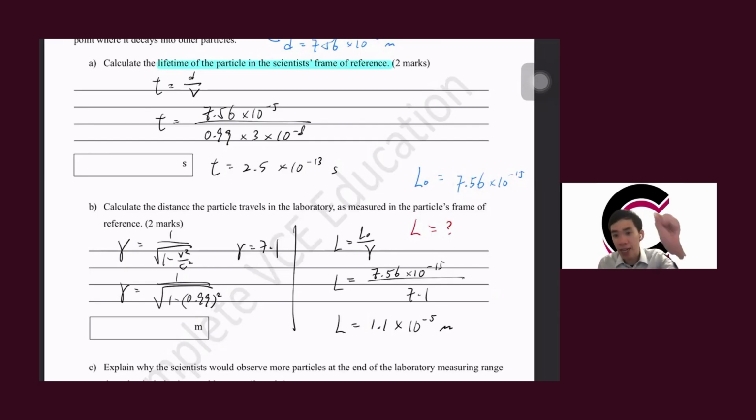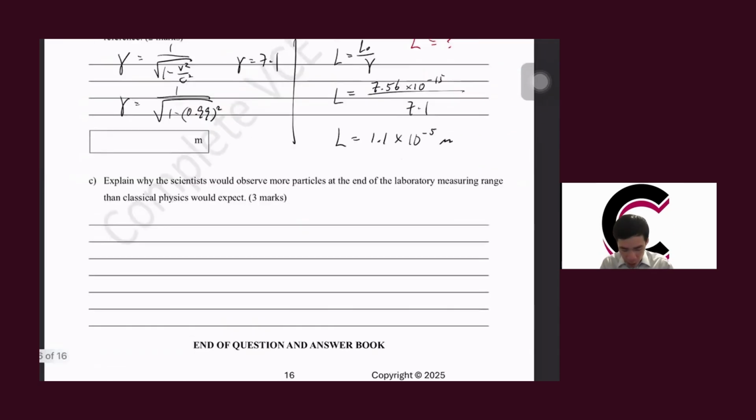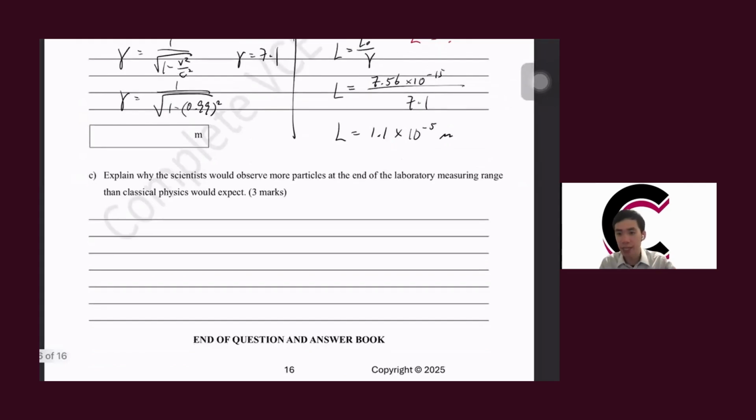All right, and that ties closely to part C, where we explain why the scientists will observe more particles at the end of the laboratory measuring range than classical physics would expect. There are 2 ways to do it, okay? I will start from the length contraction concept. Please make sure you don't mix up the 2 explanations. You either do the first one or the second one. You can't have both at the same time. Okay, first point. Let me use red for now.